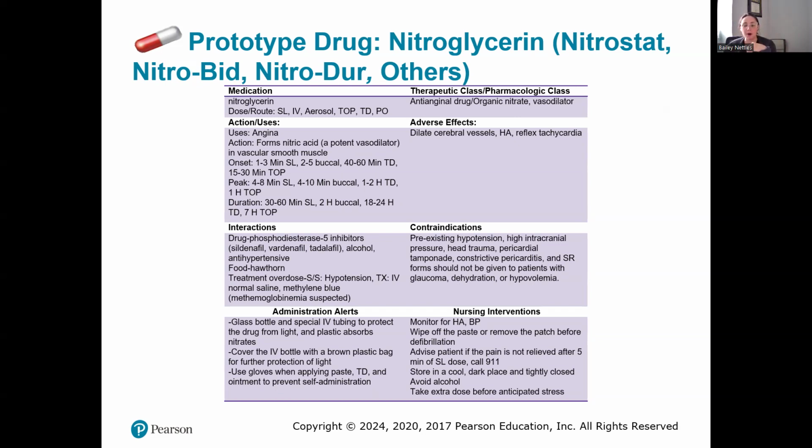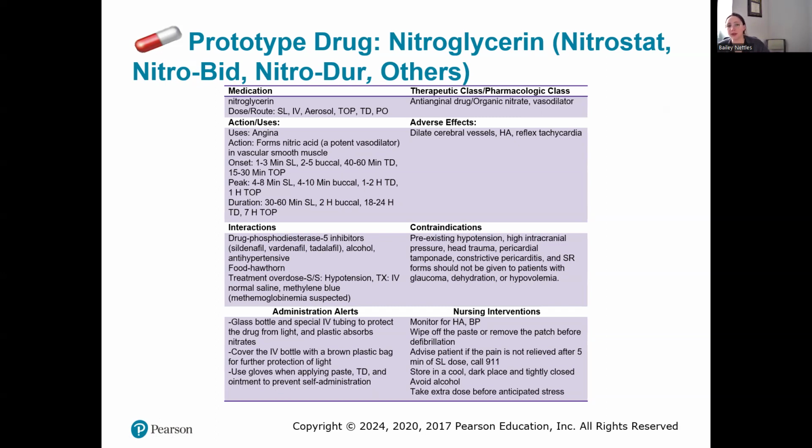We want to avoid alcohol and antihypertensives because of hypotension. Hawthorn, we want to also avoid. The signs and symptoms of overdose is hypotension. We treat that with normal saline. You can also use methylene blue if you suspect that this is going to happen, the methemoglobinemia.